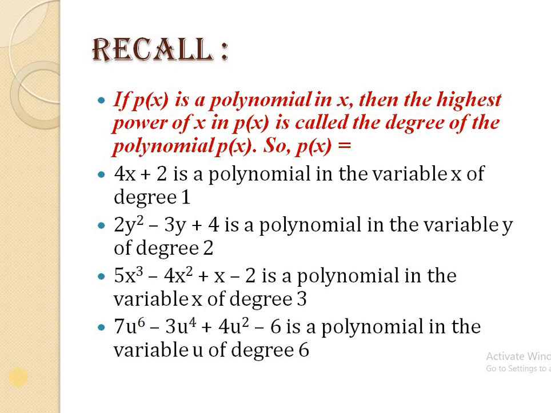Next example is 2y square minus 3y plus 4. In this polynomial, variable is y and the degree is 2. In 5x cube minus 4x square plus x minus 2, variable is x and degree is 3 here. Now in this example, 7u to the power 6 minus 3u to the power 4 plus 4u square minus 6. In this polynomial, variable is u and the degree is 6.